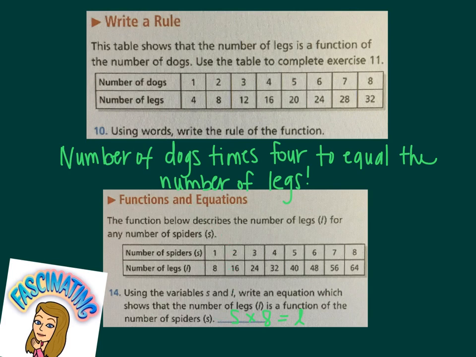Another way I could have written this is 8S. Remember that stands for multiplication when the letter and number are right next to each other. That means 8 times S equals the number of legs.